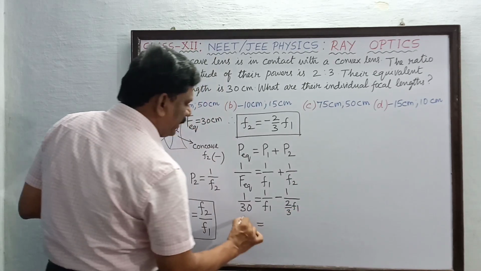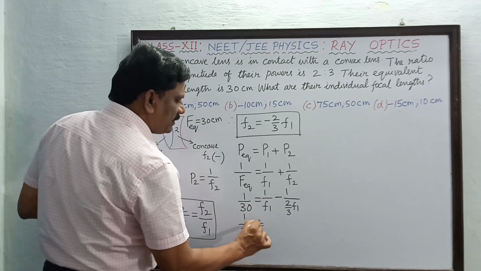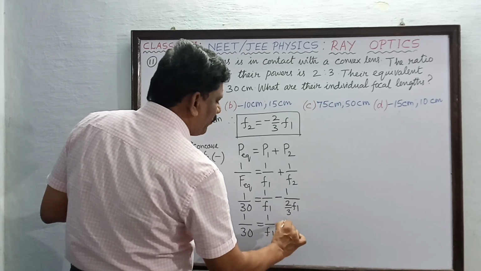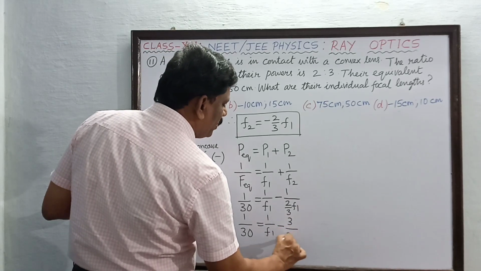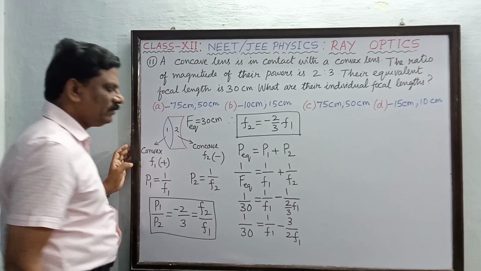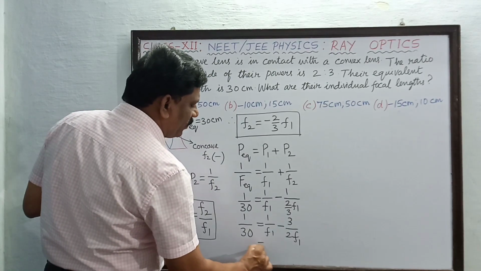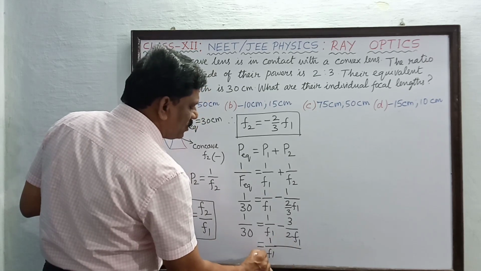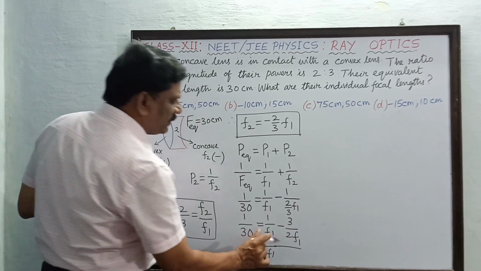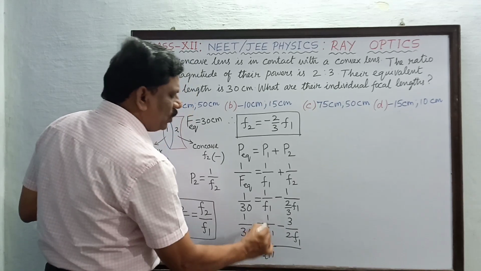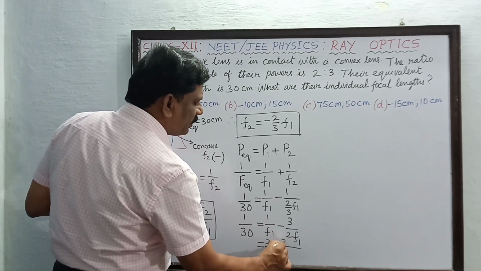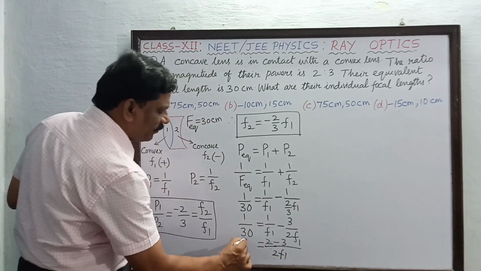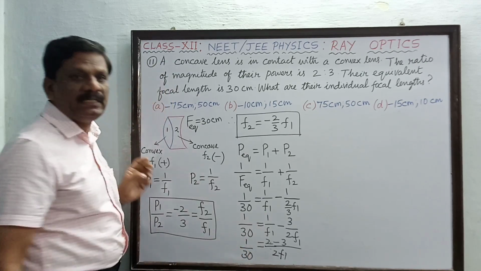So now 1 by 30 on the left side is equal to 1 by f1 minus 3 divided by 2 f1. So this is once again equal to 1 by f1, and the denominator I will keep as 2 f1. So the first factor will become 2 minus 3, divided by 2 f1. I have taken the LCM. So the left side is now 1 by 30.